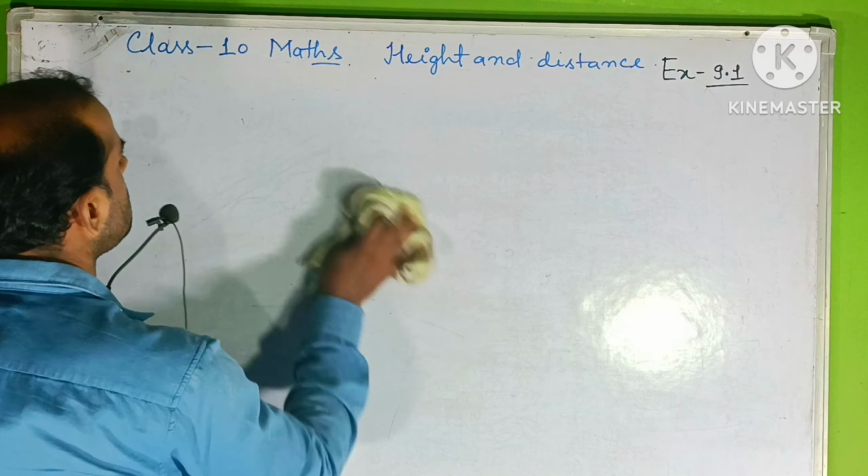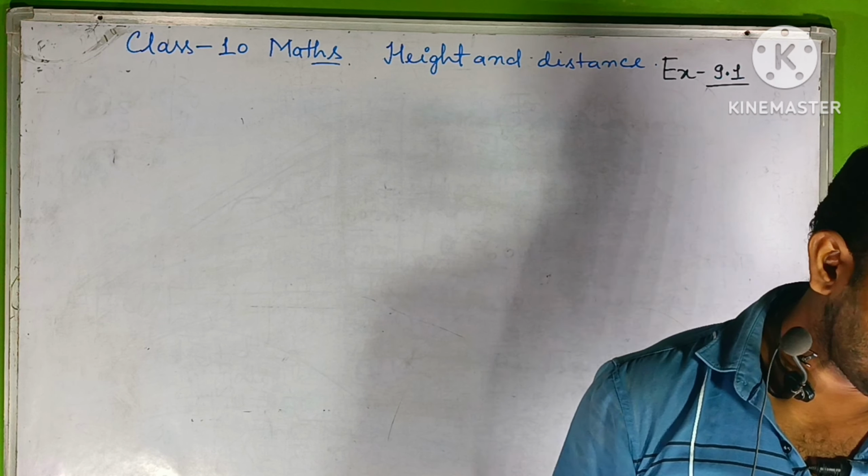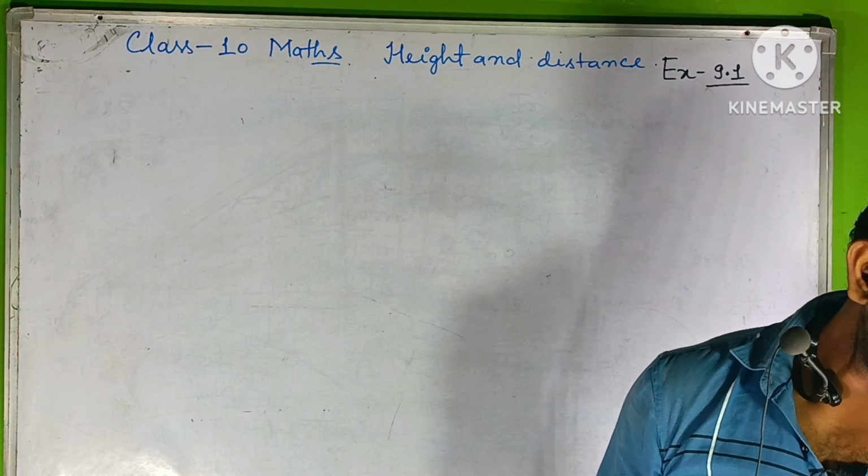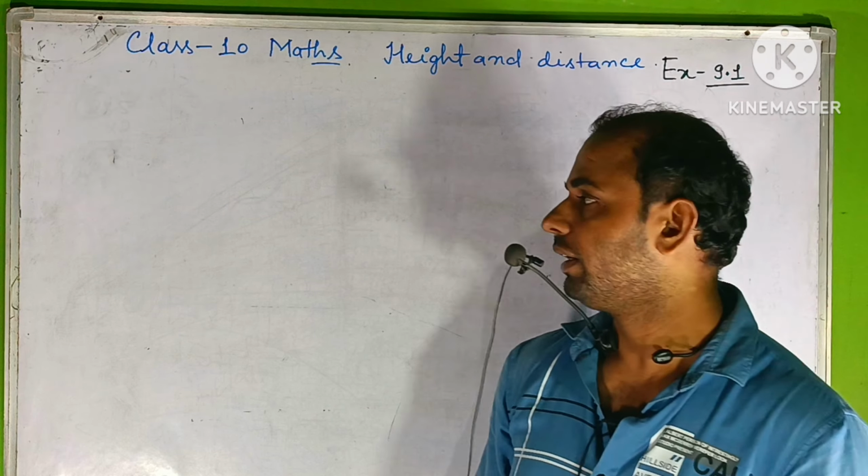I'm reading the ninth one. Let us see what the ninth question says. The angle of elevation of the top of the building from the foot of the tower is 30 degrees, and the angle of elevation of the top of the tower from the foot of the building is 60 degrees. If the tower is 50 meters in height, find the height of the building. Let us do it.